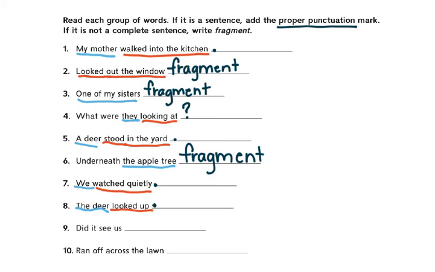Did it see us? So it is the subject. See us is the predicate. We are asking a question. So we're going to end with a question mark, and this is a complete thought because we have a subject, we have a predicate, and it makes sense. Ran off across the lawn. Who or what ran across the lawn? This is only a predicate. We are missing a subject, so this is going to be a fragment.